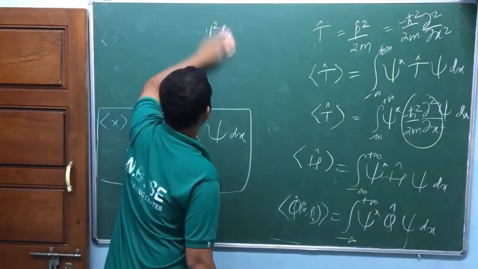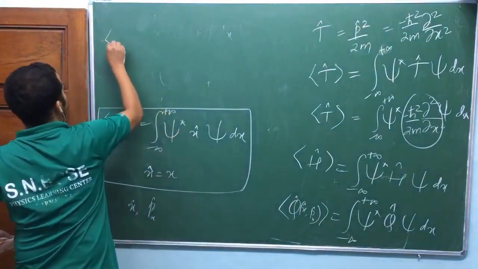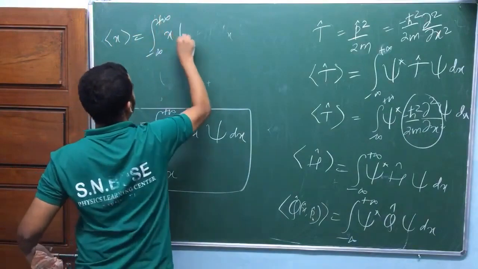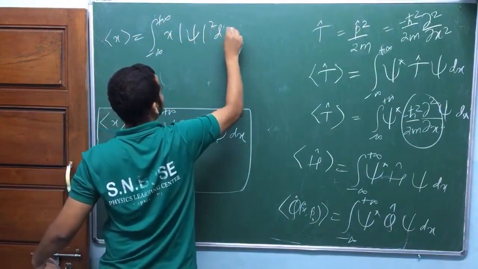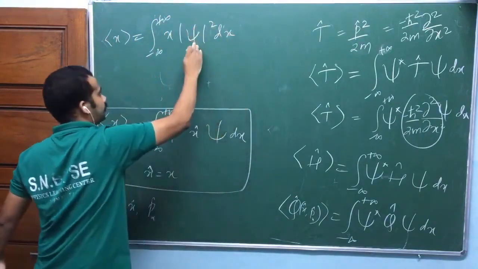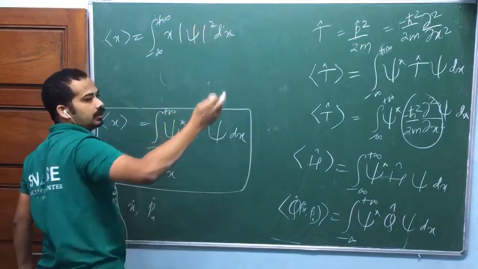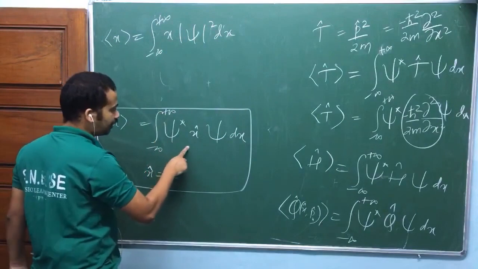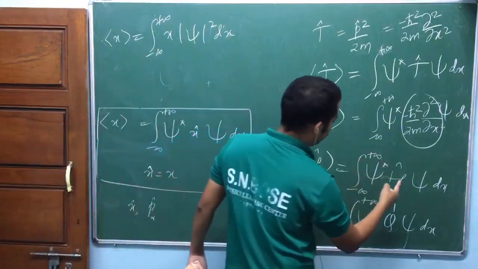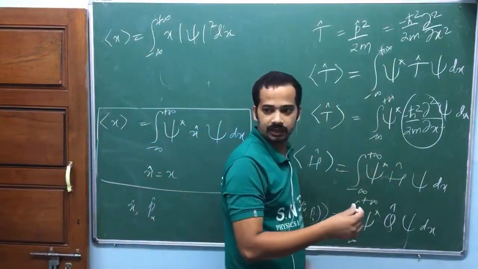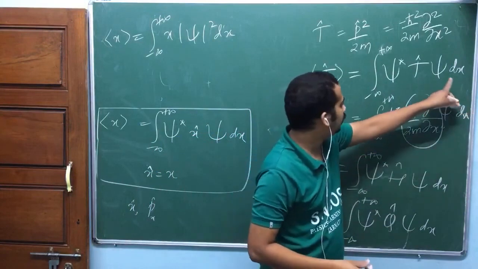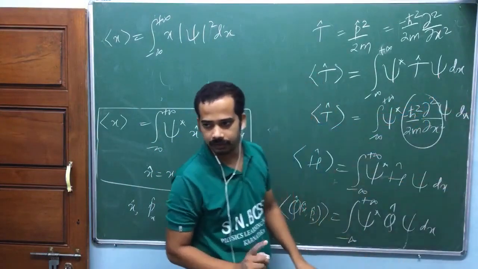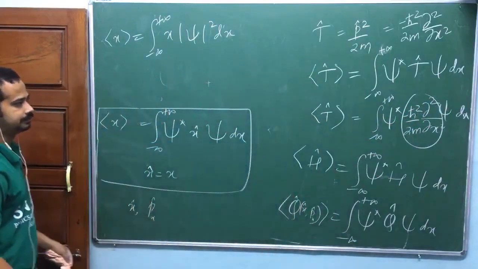Look here. In this case, x equal to minus infinity to plus infinity of x times mod psi square dx, there is no issue. Even though psi is complex, mod square is real and positive. But when you come to the operator case, you may think whether any complex part remains after integration. You may think so, but no, it will never happen. You will see later.